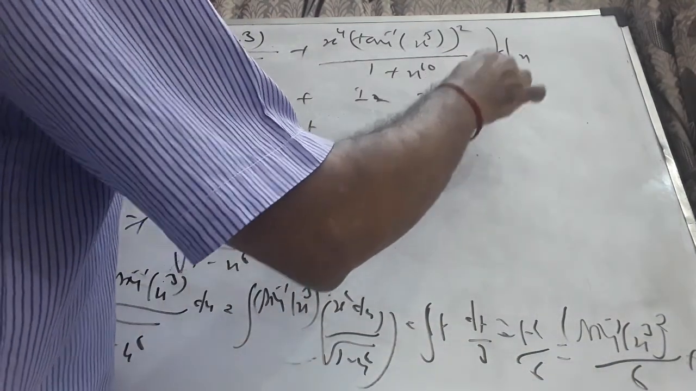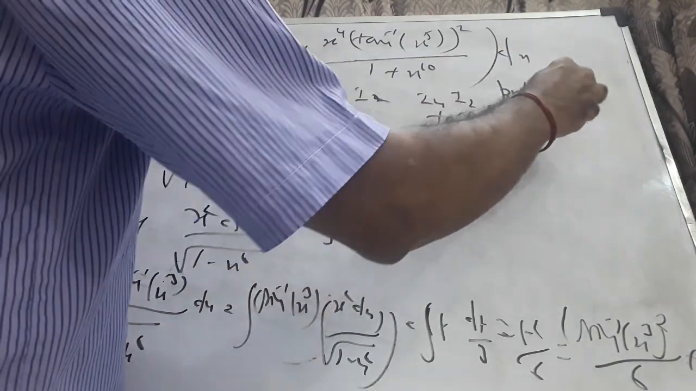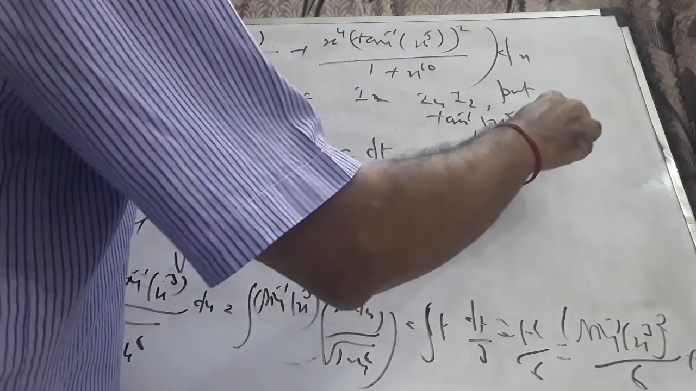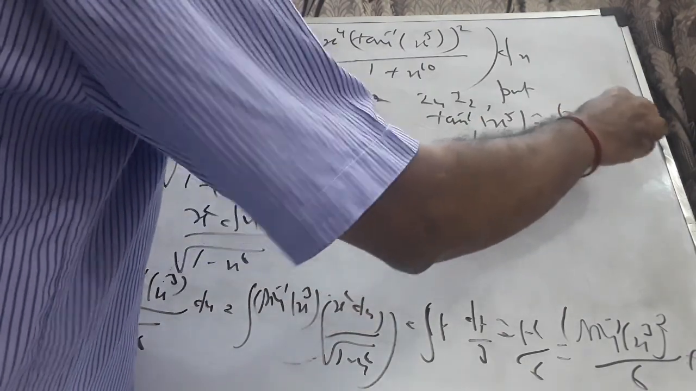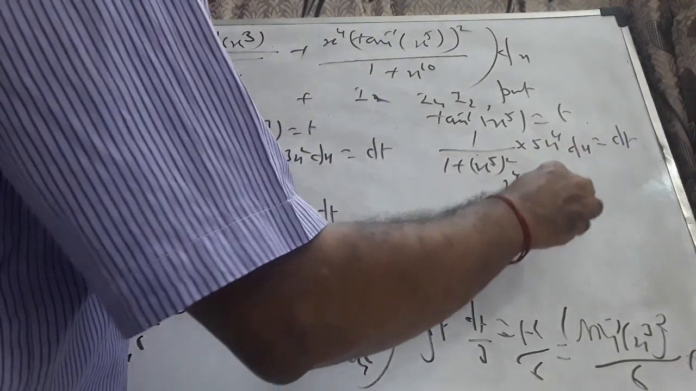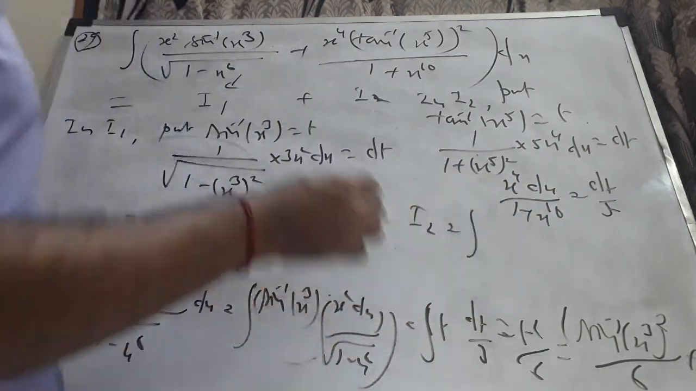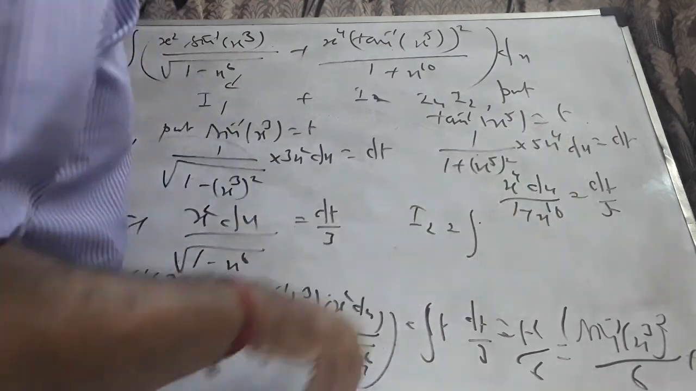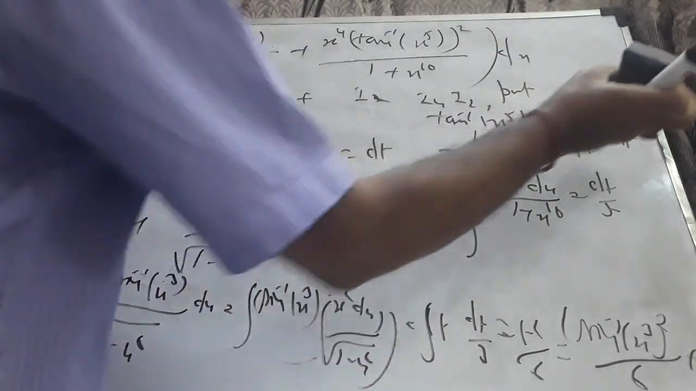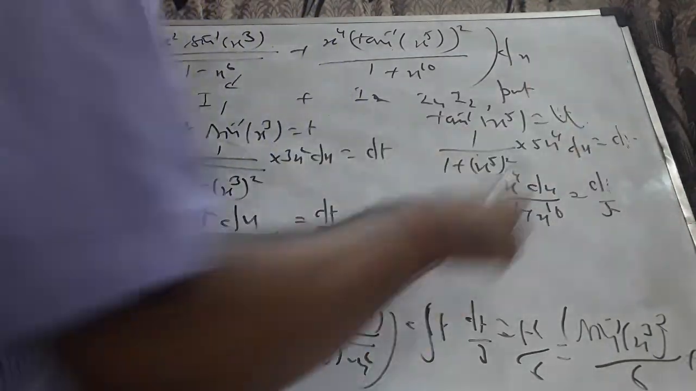Okay, similarly in I2 put tan inverse x power 5 equal to t. Then 1 by (1 plus x power 5) the whole square into 5 x power 4 dx will be equal to dt. Now x power 4 dx by 1 plus x power 10 will be equal to dt by 5. For my I2, I'll make it another variable u, because it is in the same problem, call it another variable.